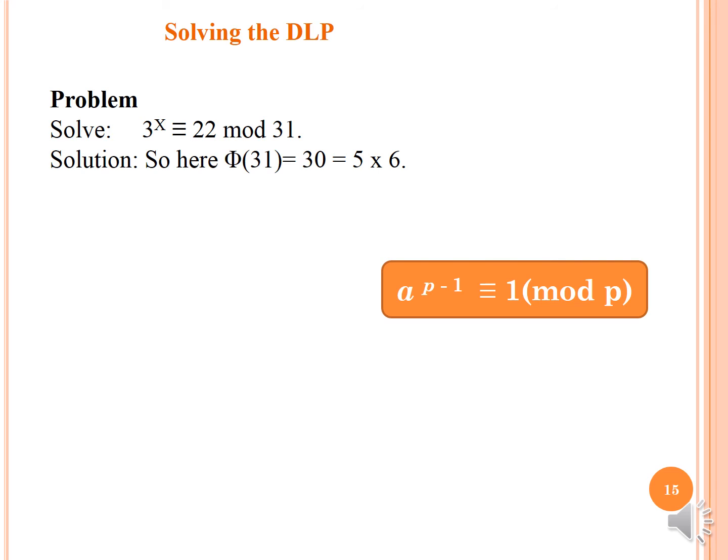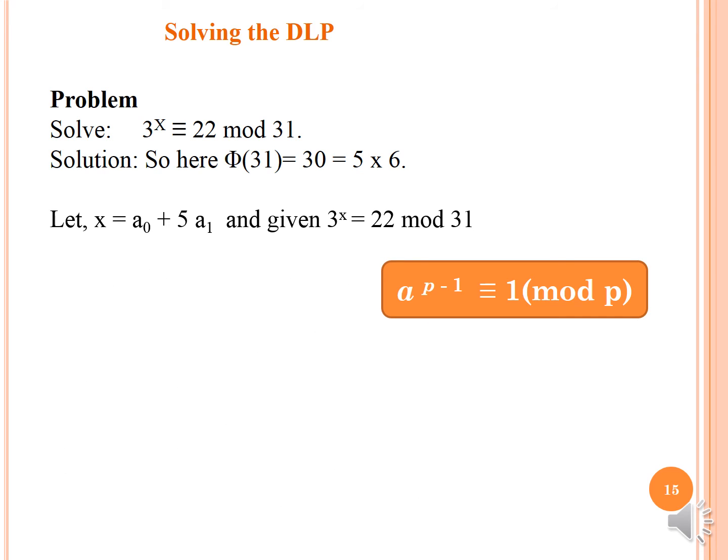We have a problem: the power x is congruent to 22 mod 31. First we have to factorize the value of phi of p. So we are factorizing 30 into 5 times 6, that is two factors, and the GCD of 5 and 6 should be 1.